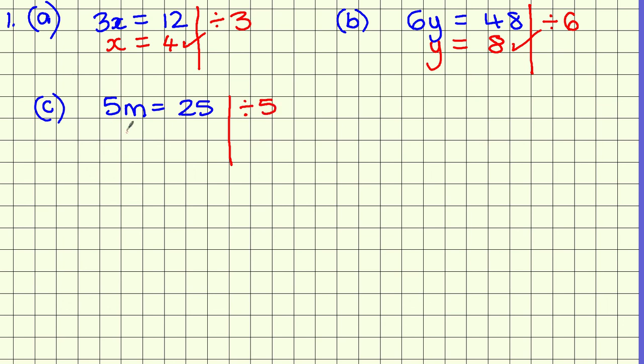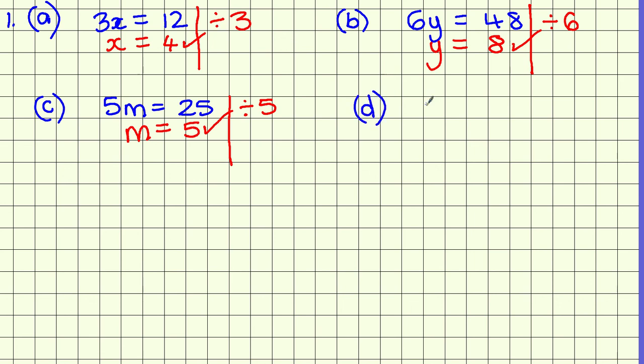That gets rid of the 5. So you're left with m equals, and the equal signs are in a straight line here. And think of your times tables, 25 divided by 5 just gives you 5.